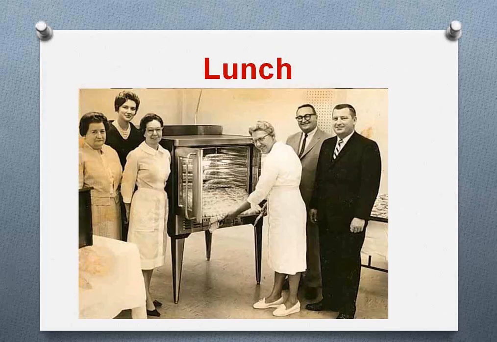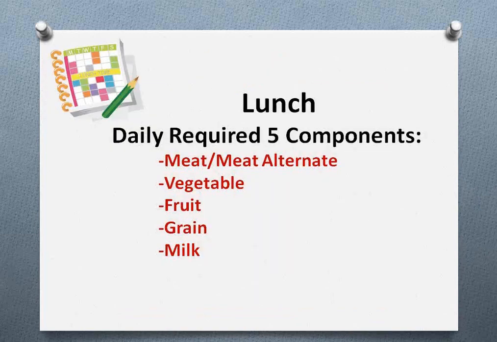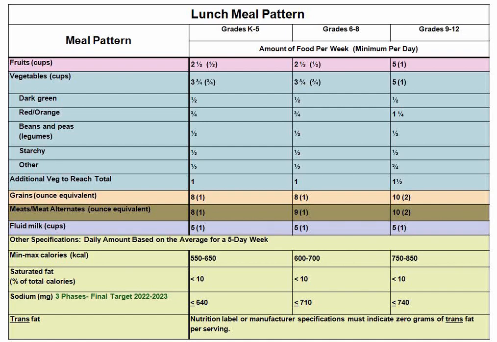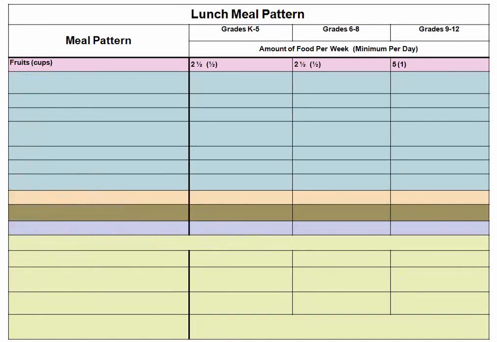The lunch program has seen a few changes of its own, and this year we're hopefully seeing less than we did in the year prior, but I want to review with you the requirements for the meal pattern for the lunch program. Daily there are required 5 components: the meat alternate, vegetable, fruit, grain, and milk. This is the overall look at the chart. Let's break this down by groups.